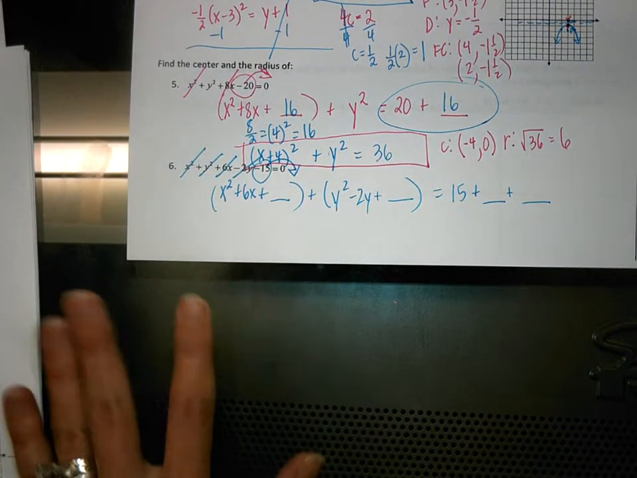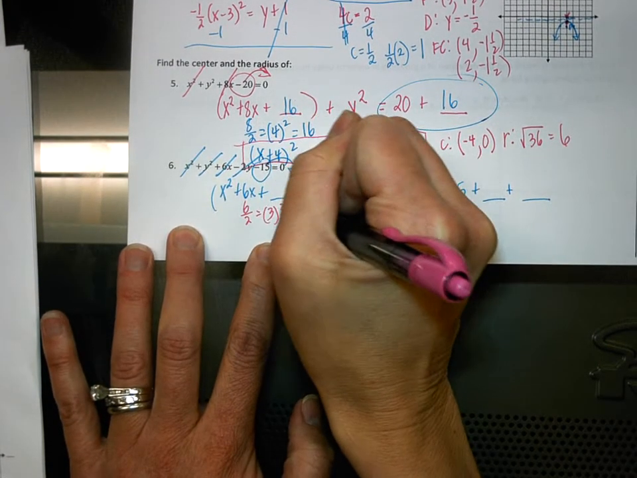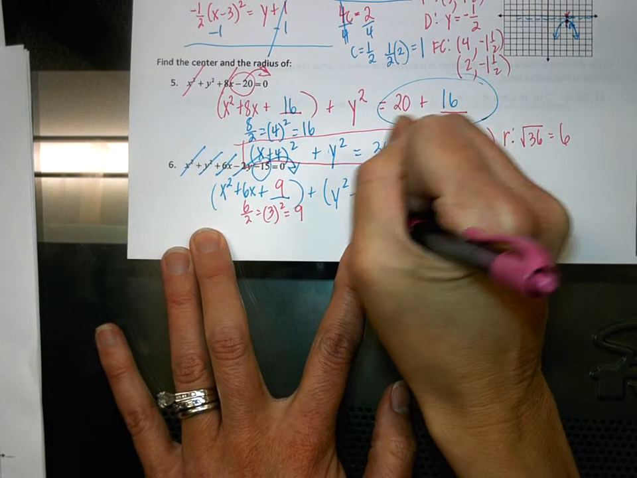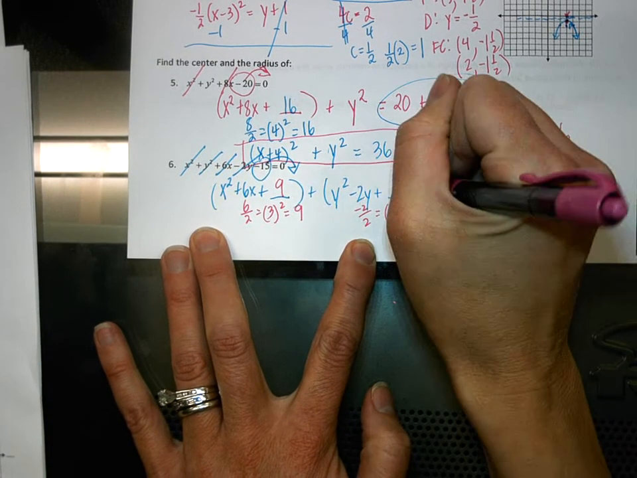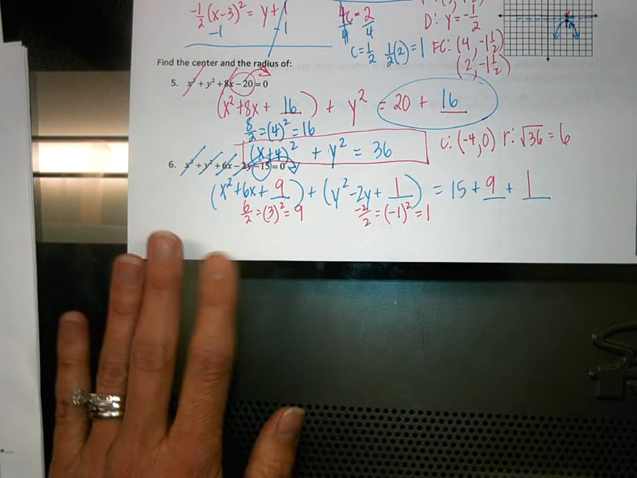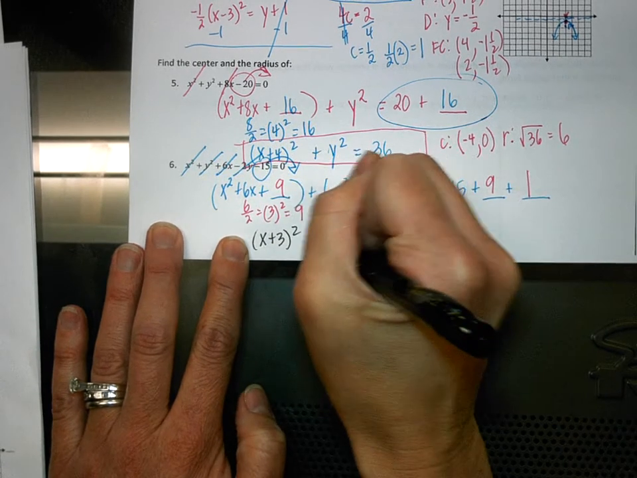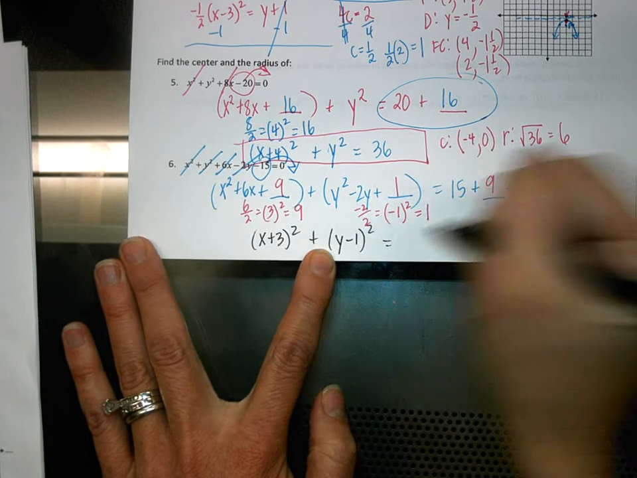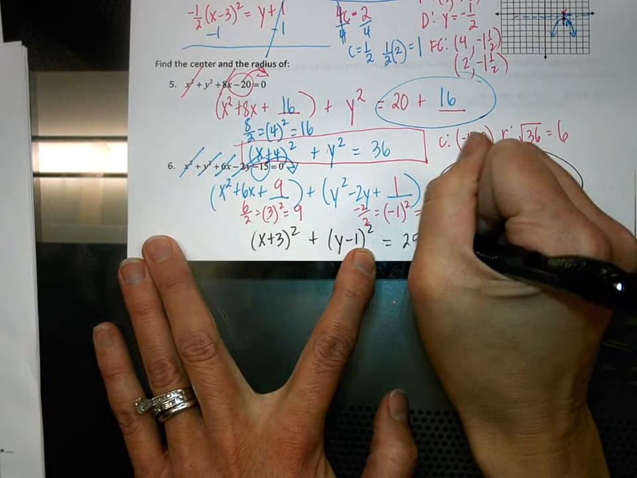We're next going to complete the square. I take 6 divided by 2, which is 3. 3 squared is 9. Negative 2 divided by 2 equals negative 1, and negative 1 squared is 1. Now to write our equation, this factors to be (x plus 3) squared plus my y's factor to be (y minus 1) squared equals, we add all of that together and it equals 25.